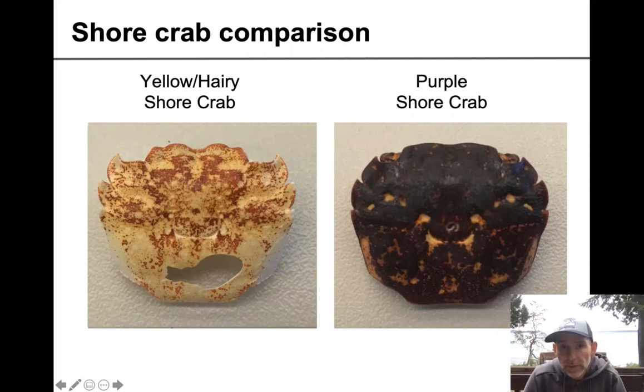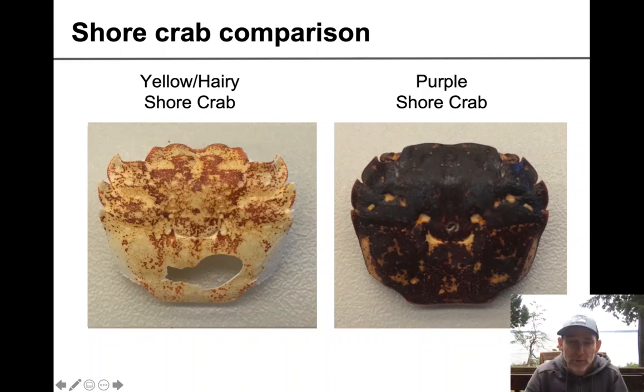Now, it's very common that you may encounter just the carapace when you're doing your molt surveys. In this case, you may not have the legs to look at. In which case, if you don't have the legs to look at, you just need to be able to identify it based on the shape of the carapace. In this case, the yellow or hairy short crab on the left, the purple short crab on the right.